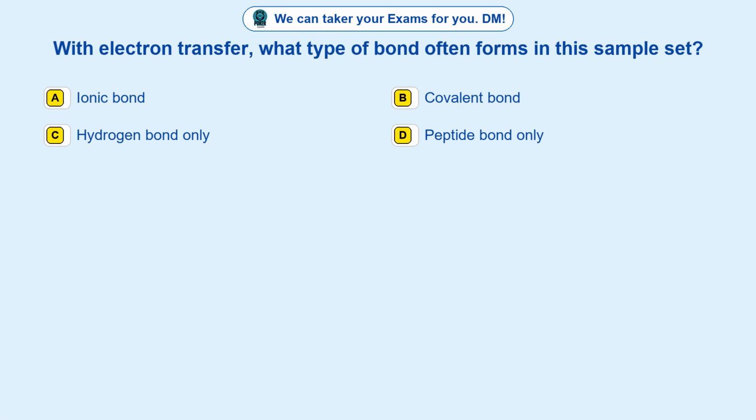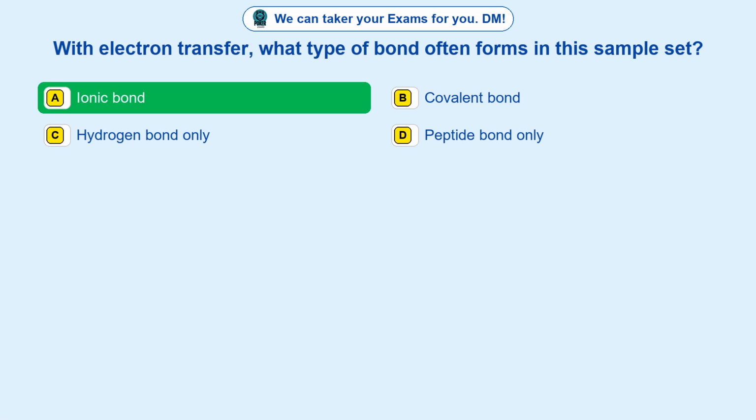Question 33. With electron transfer, what type of bond often forms in the sample set? Option A, ionic bond. Option B, covalent bond. Option C, hydrogen bond only. Option D, peptide bond only. The correct answer is option A.